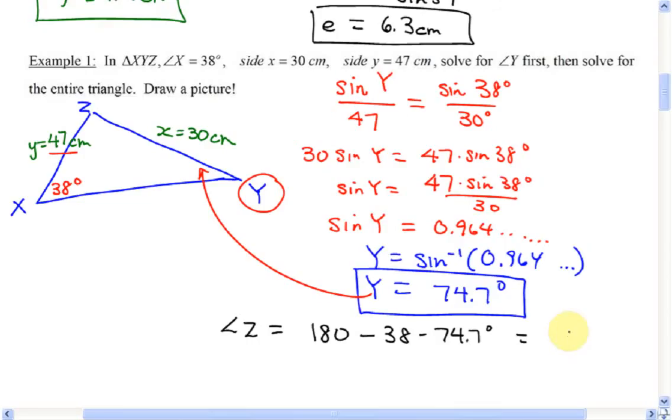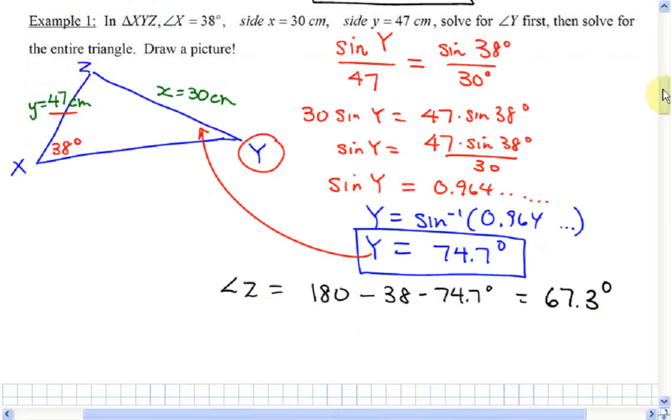So 67.3, and then it looks like a lot of you know how to do the rest, so go ahead and try that. I'll stop talking. Go ahead and find the last piece, which is xy.